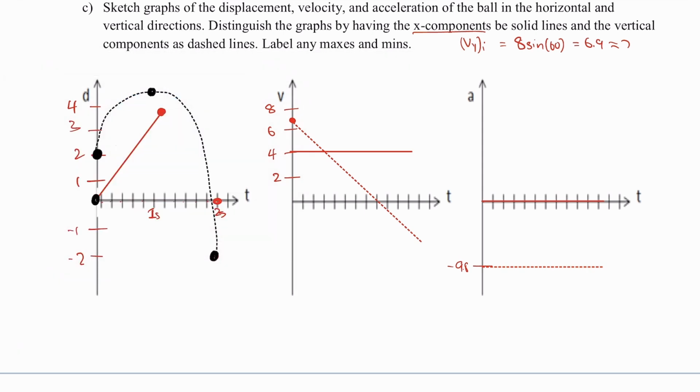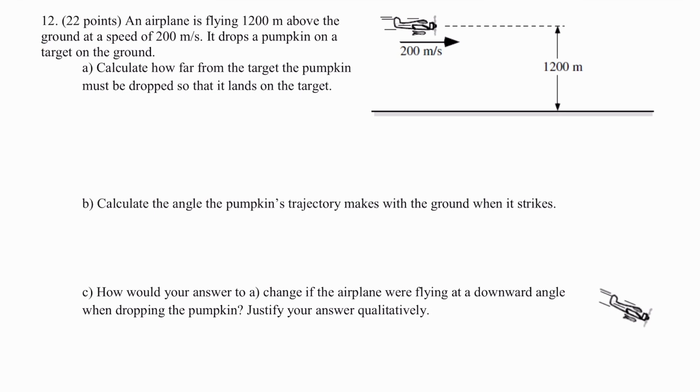Let's move on to the last example. Number 12 reads, an airplane is flying 1,200 meters above the ground at a speed of 200 meters per second. It drops a pumpkin on a target on the ground. Part A wants us to calculate how far from the target the pumpkin must be dropped so that it lands on the target. So if we need to know how far away we need to be to release a pumpkin, we need to find what that range is.